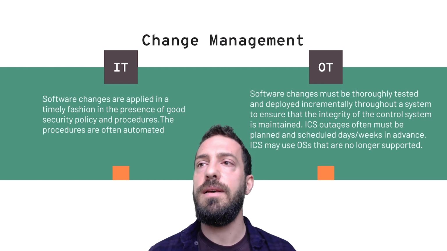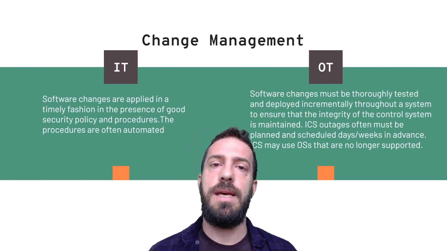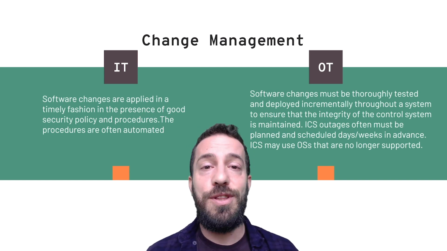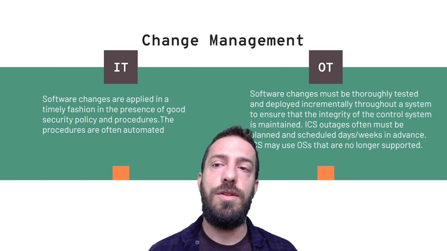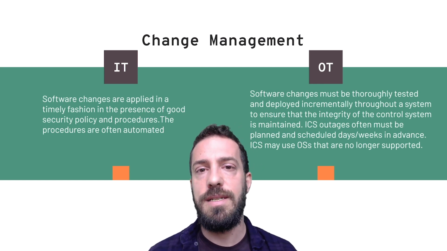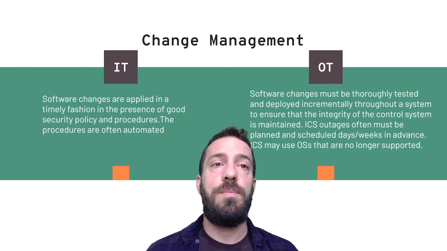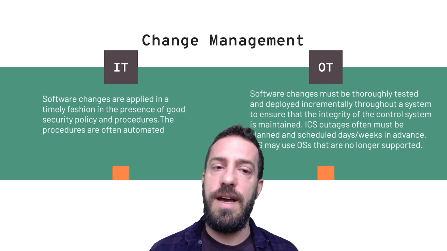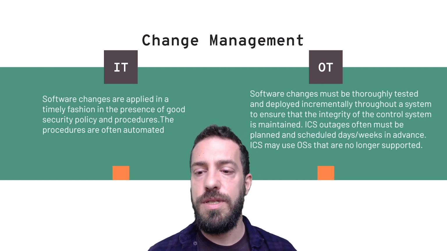And another thing here is that the ICS, the control systems, may use operating systems that are no longer supported. Microsoft, for example, ended support for Windows XP a few years ago. So if you have a Windows XP machine, you cannot rely on Microsoft to be giving out patches for security vulnerabilities. So you either choose to update the systems or you choose to do your own maintenance or find some other way of ensuring proper security in those systems.